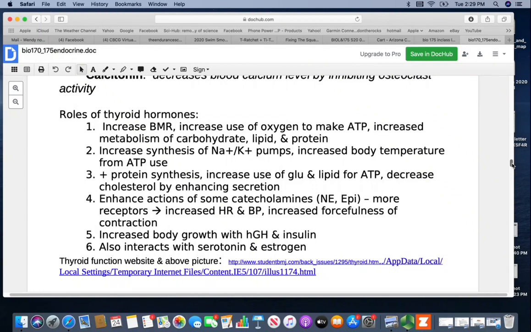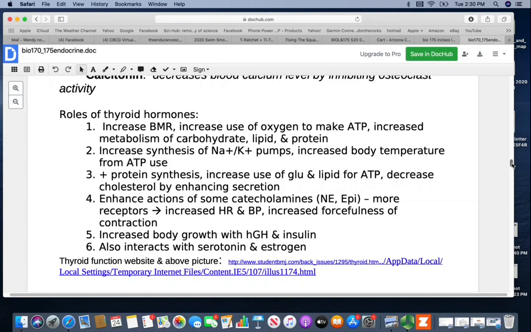It's going to increase the use of oxygen to make ATP. It will increase the metabolism of carbohydrates, lipids, and proteins. It increases the synthesis of the sodium-potassium pumps and increases body temperature from ATP use. So when you think about hypothyroid, those people tend to be a little bit cold. Somebody with hyperthyroid tends to be a little bit warm. It's going to stimulate protein synthesis, increase the use of glucose and lipids for ATP, and decrease cholesterol by enhancing secretions.